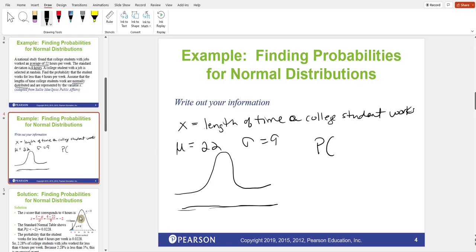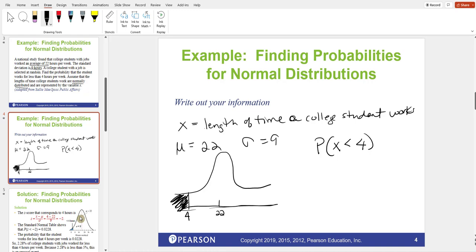They wanted us to calculate the probability that a college student works less than 4 hours a week. So when I draw this, I know that the mean is 22. Remember, the mean is always the peak. And we're looking at less than 4, so 4 is over here to the left. And I'll shade the area to the left.